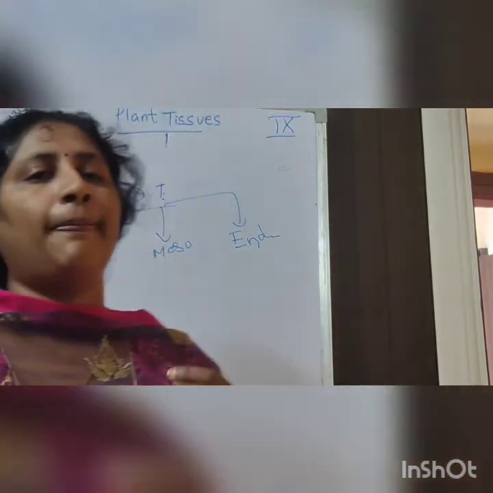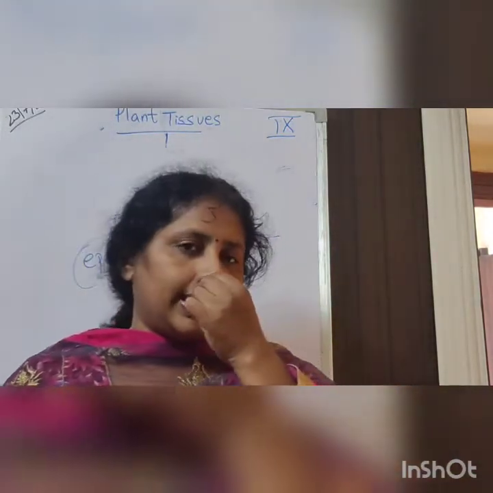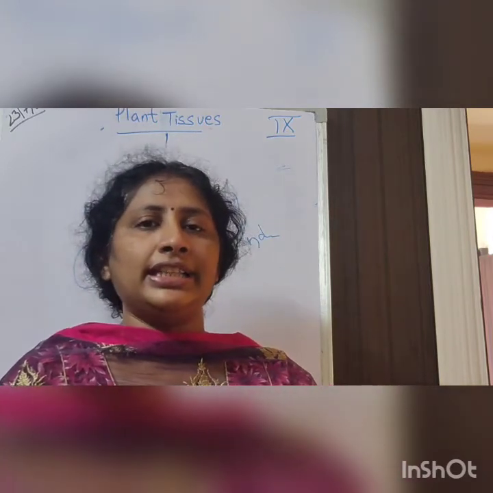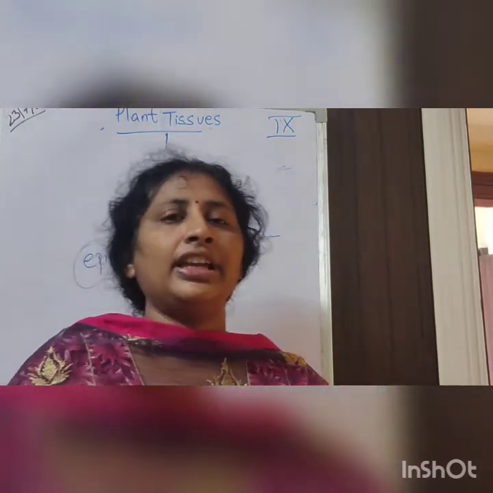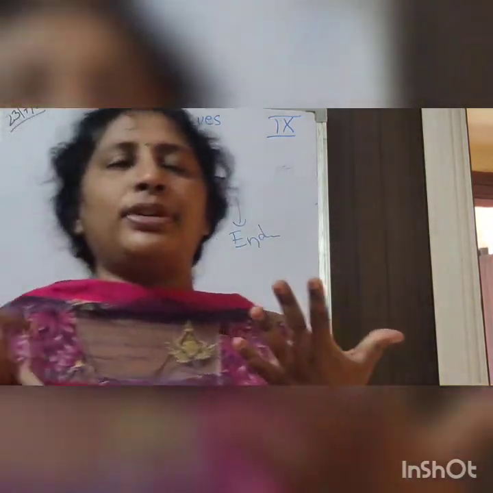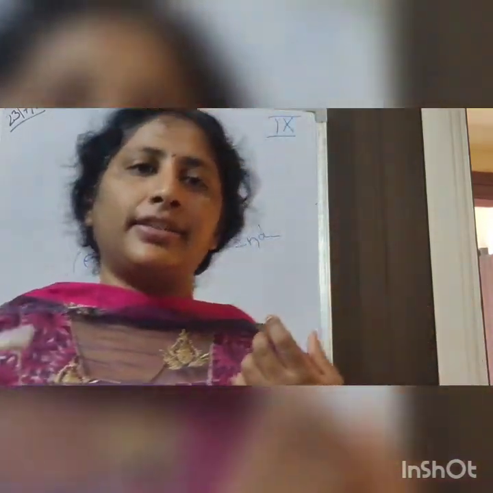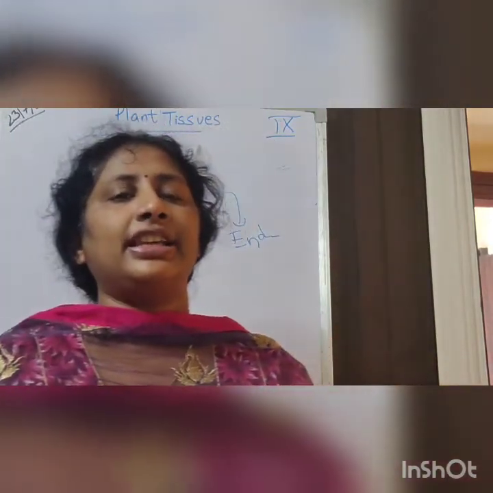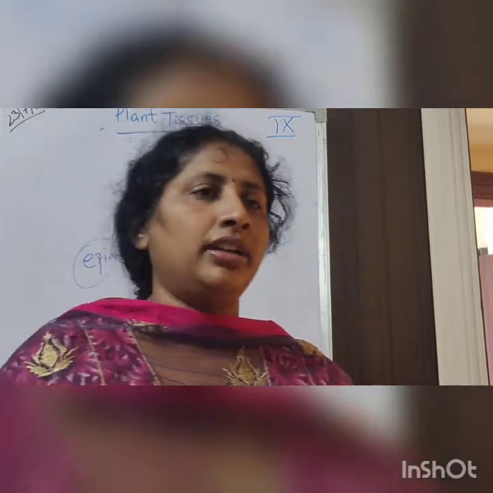Now if you see collenchyma, the cells are arranged somewhat thicker when you compare to the parenchyma. The cell wall is somewhat thick compared to parenchyma. Next, the main function of collenchyma is flexibility. It is giving flexibility to the plant. Okay, it is supporting the plant against strong winds, air or cyclones. The flexibility is given by the collenchyma.